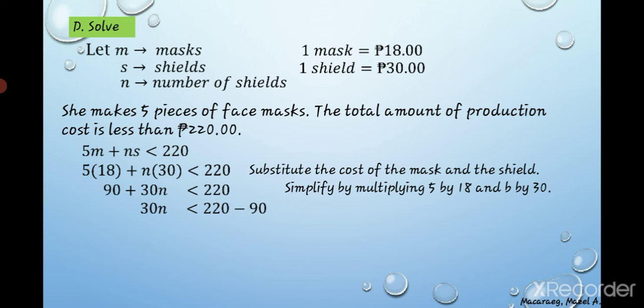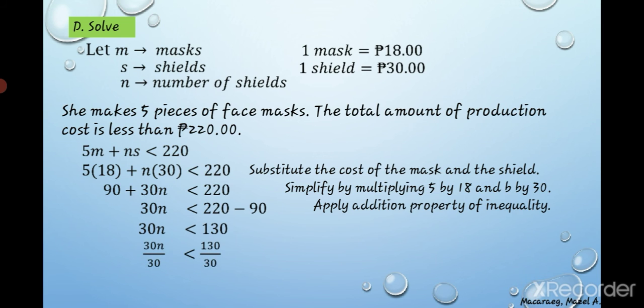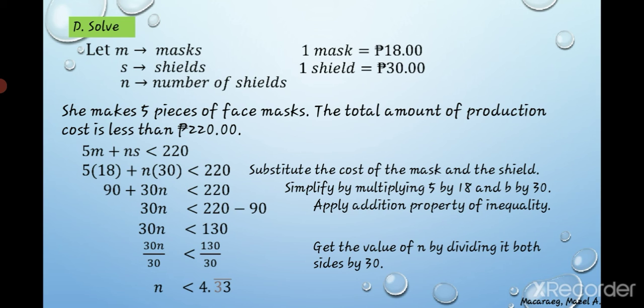30n is less than 220 minus 90. What did we do? We apply the addition property of inequality. Or simply, we transpose positive 90 to the other side. We have negative 90. So 30n now is less than 130. Then next, we divide both sides by 30 to get the value of n. n now is less than 4.33.